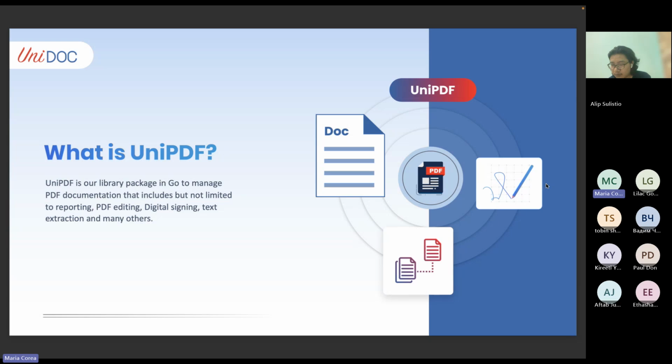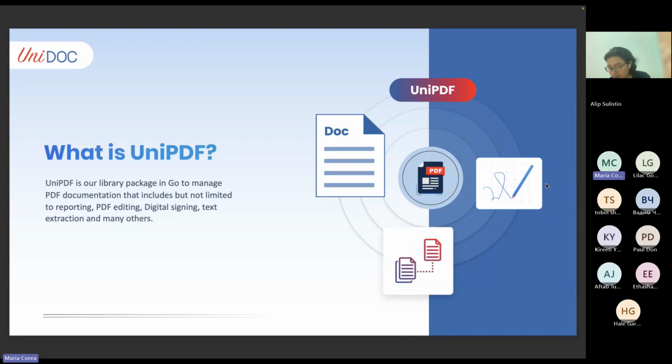Let's start with the services that we have. So we offer UniPDF. What is UniPDF? This is a library package in Go that manages any type of PDF documentation. That includes reporting, PDF editing, digital signing, text extractions, and many other things that you can do.